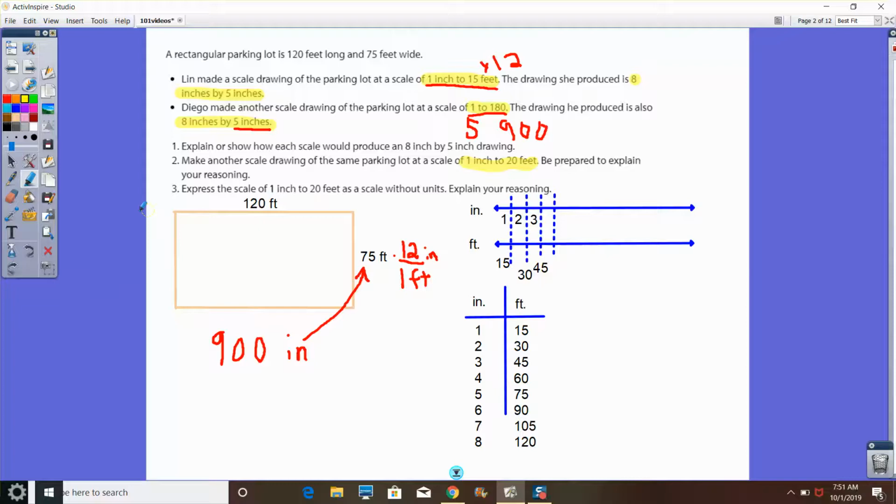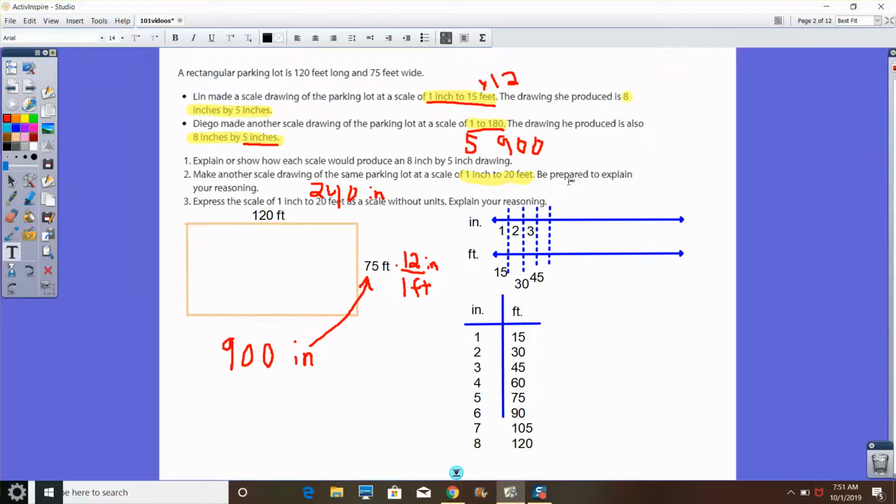But 20 feet, changing that to inches, 20 times 12 is going to be 240 inches, which means since the units are the exact same thing, we can say that this scale here is 1 to 240. Okay? So again, when we see a scale that's got no units, that just means that whatever measure we use on the left is going to be the same as the measure we use on the right.